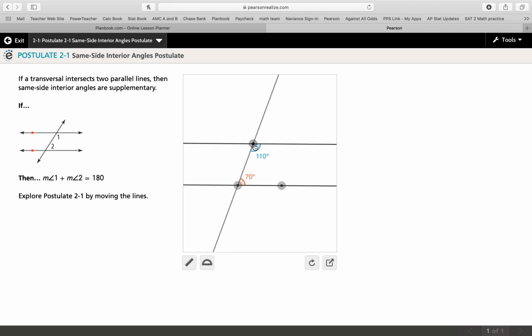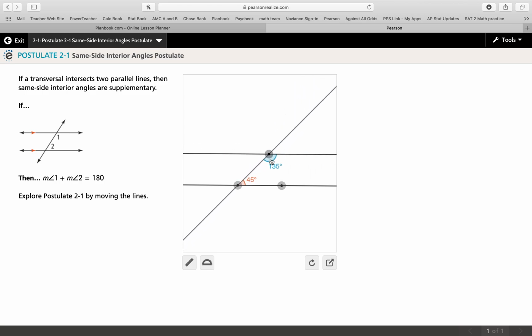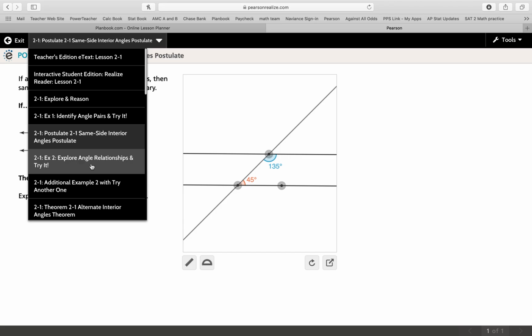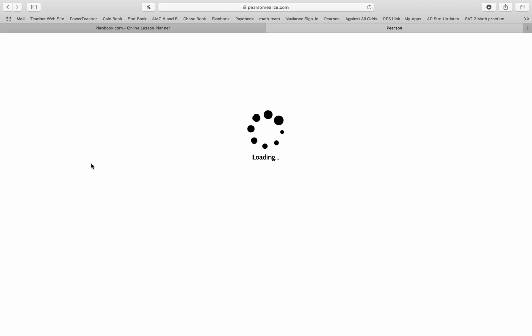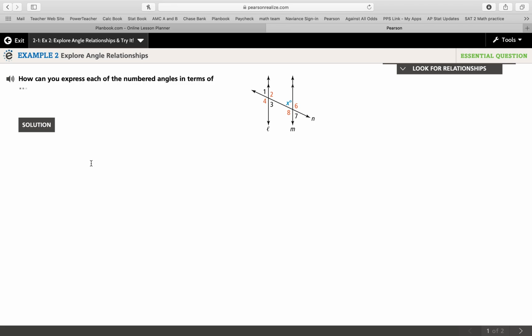You can see it with this image. No matter how I put the image, the same side interior angles are supplementary, meaning that these two angles add up to 180 degrees. This is the same side interior postulate. This only works if I have a transversal cutting two parallel lines. If my lines aren't parallel, this postulate is not true.